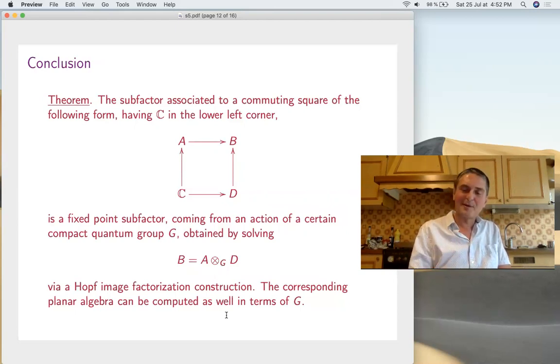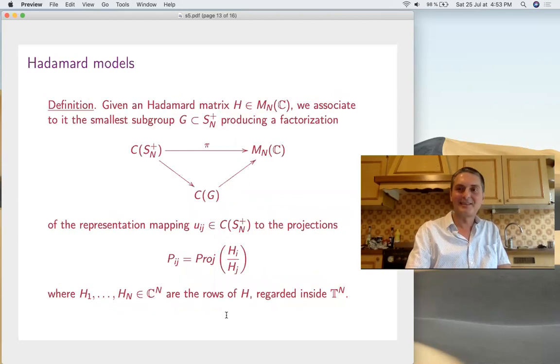Now let's go back to Hadamard matrices and understand how these things really work. So my claim is that the construction is extremely, extremely simple. So given a Hadamard matrix, we don't need any subfactor or orthogonal MASA, just the Hadamard matrix.